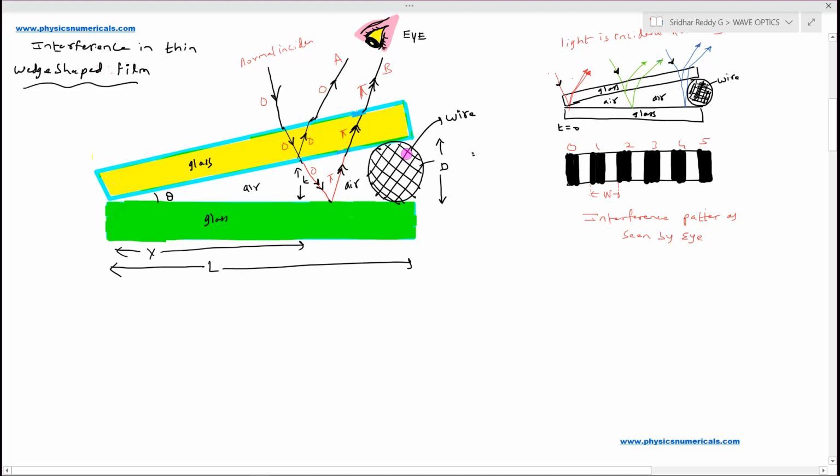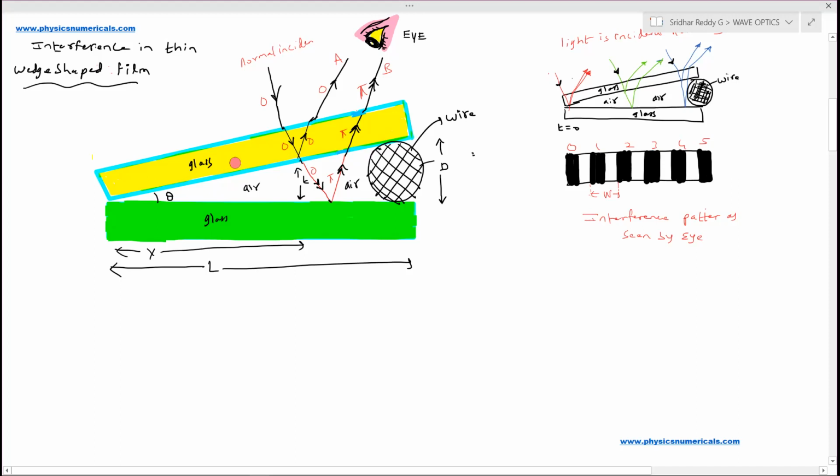I think I'm writing wire. This will be more than enough, like a thread, wire, or a paper. So like that, let me place it here. Because of that, a small inclination will be formed by the upper glass plate, and the gap between these two glass plates will be an air film, in the form of a wedge.